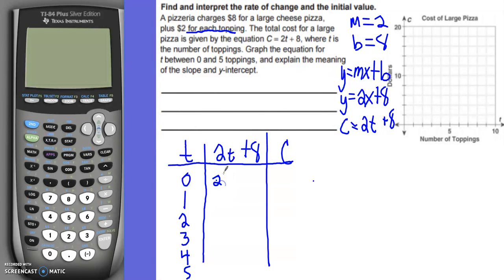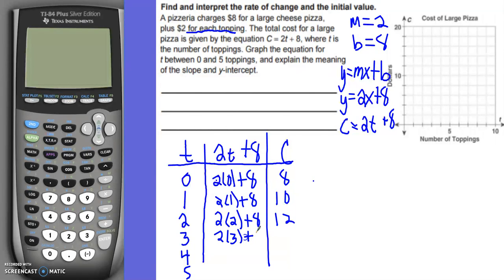Alright, 2 times 0 plus 8 is 8. 2 times 1 is 2. 2 plus 8 is 10. 2 times 2 is 4. 4 plus 8 is 12. 2 times 3 is 6. 6 plus 8 is 14. 2 times 4 is 8. 8 plus 8 is 16. 2 times 5 is 10. 10 plus 8 is 18.